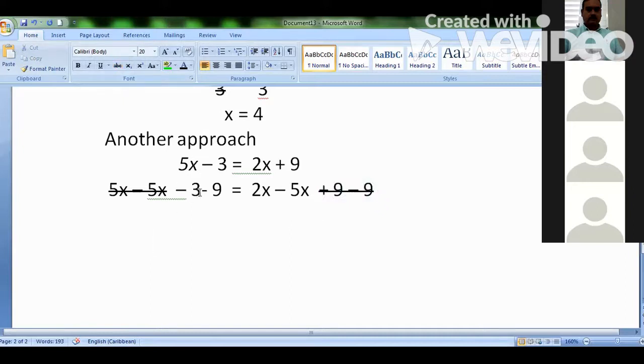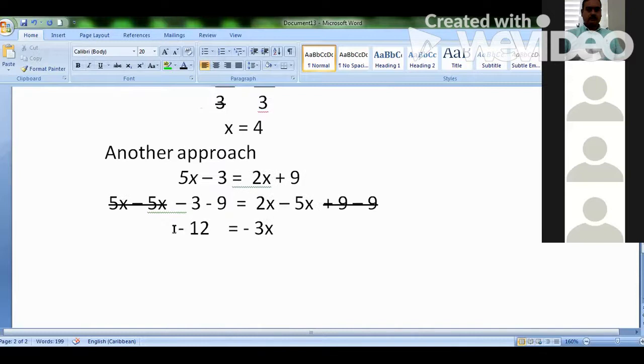Can someone tell me what this is? Negative 12. Remember Mr. Brown? That's negative 12. If I have 2 mangoes, can I take away 5 mangoes? No, but in math you can. You're going to get a negative 3, true? So 5X from 2X will give you negative 3X.